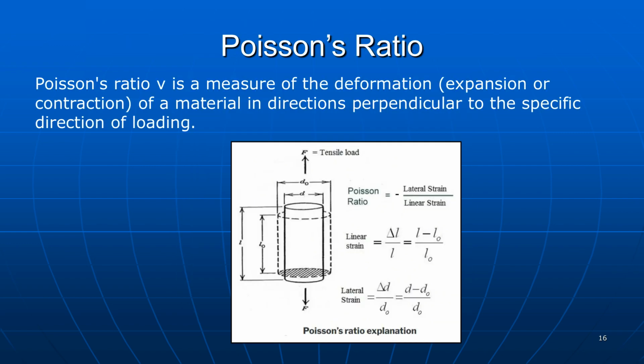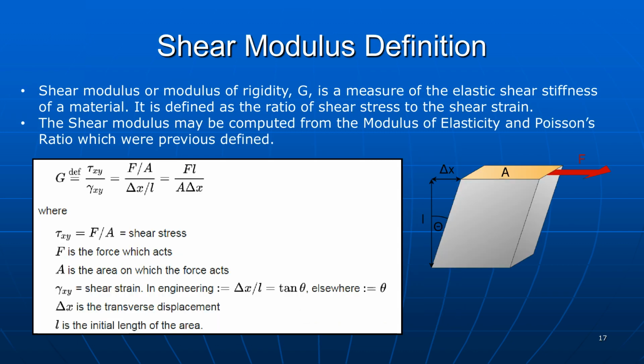Poisson's ratio, nu, is a measure of the deformation, expansion, or contraction of a material in directions perpendicular to the specific direction of loading. Shear modulus, or modulus of rigidity, G, is a measure of the elastic shear stiffness of a material. It is defined as the ratio of shear stress to the shear strain. The shear modulus may be computed from the modulus of elasticity and Poisson's ratio, which were previously defined.